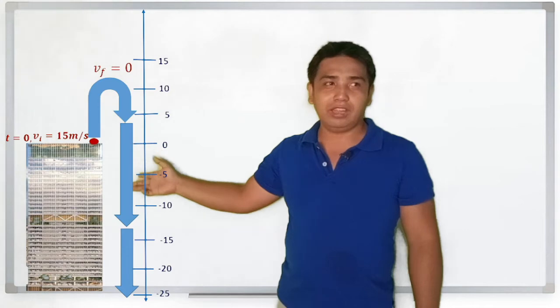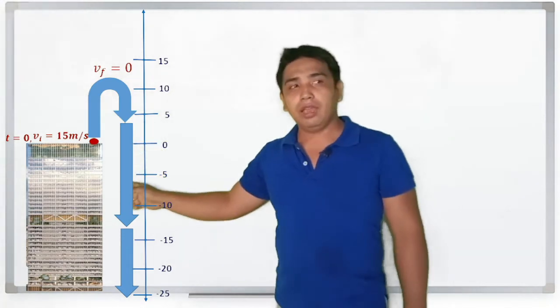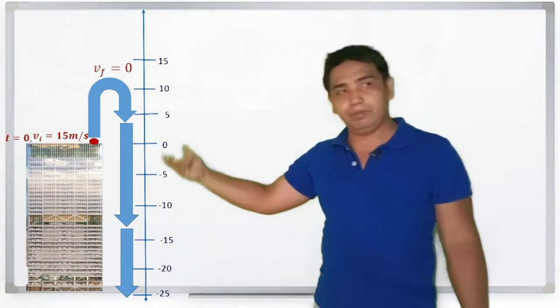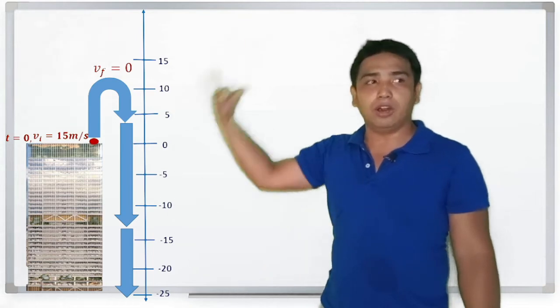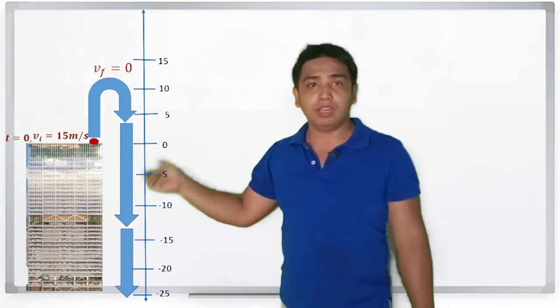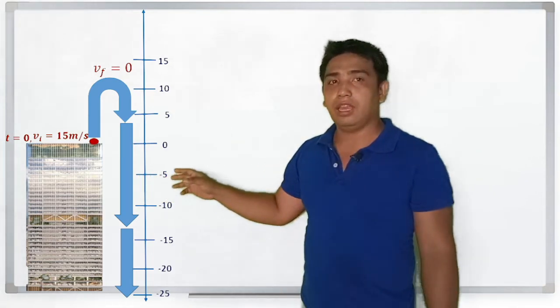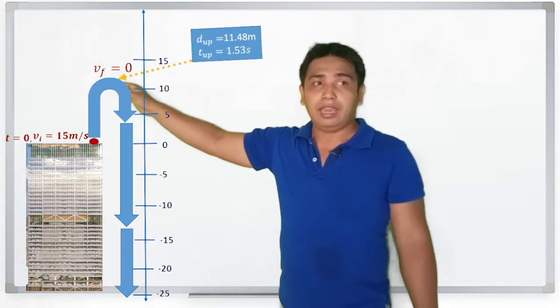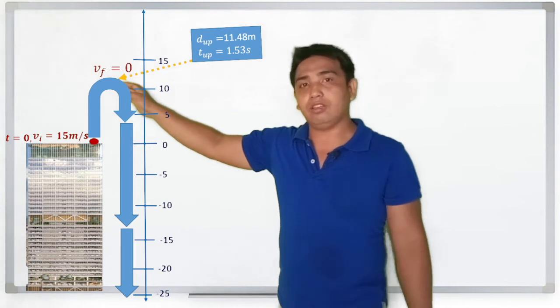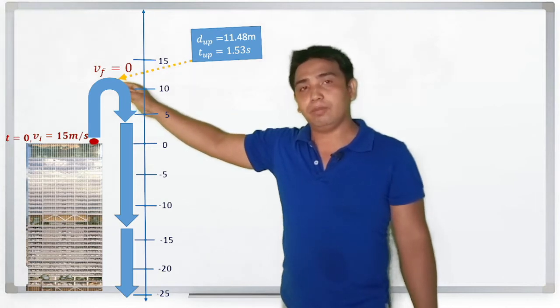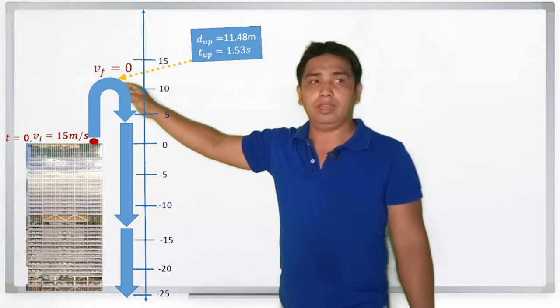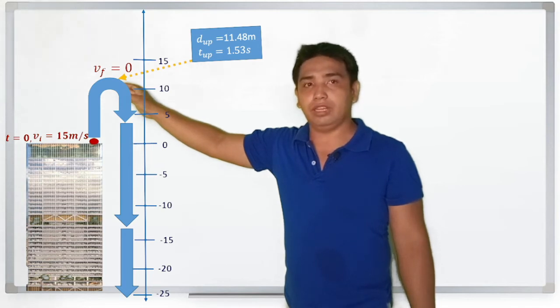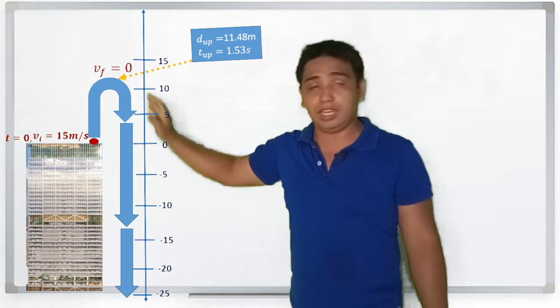We go back to the diagram. Here is our building, and you are on top of the building and you have your red ball. You throw the ball with an initial velocity of 15 meters per second. After quite some time, it reaches its maximum height, and the maximum height reached by the object is 11.48 meters. The time it takes for the ball to get up is 1.53 seconds.